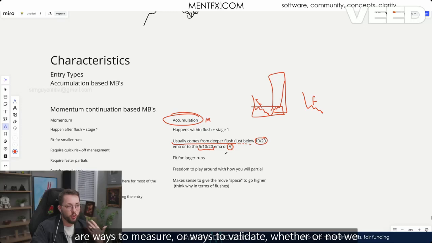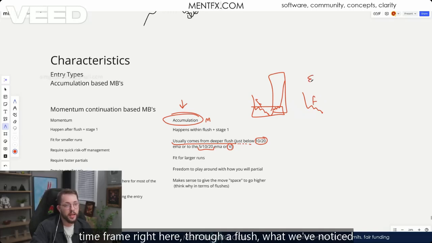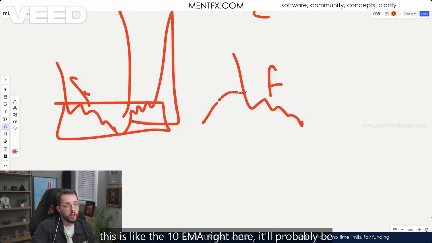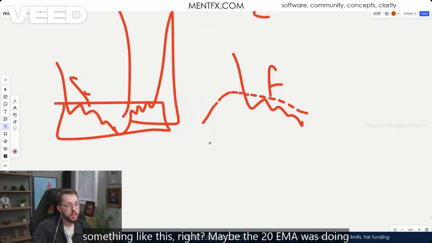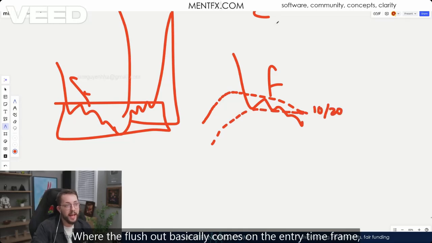So both of these are ways to measure or validate whether or not we are in a flush or accumulation-based MB. Oftentimes, and just to explain this further, if we're looking at the entry timeframe right now, through a flush, what we've noticed will happen is that price will start moving. Maybe this is the 10 EMA right here. It'll probably be something like this, right? Maybe the 20 EMA was doing something like this, where the flush basically comes under the 10/20 EMA on the entry time frame, right?